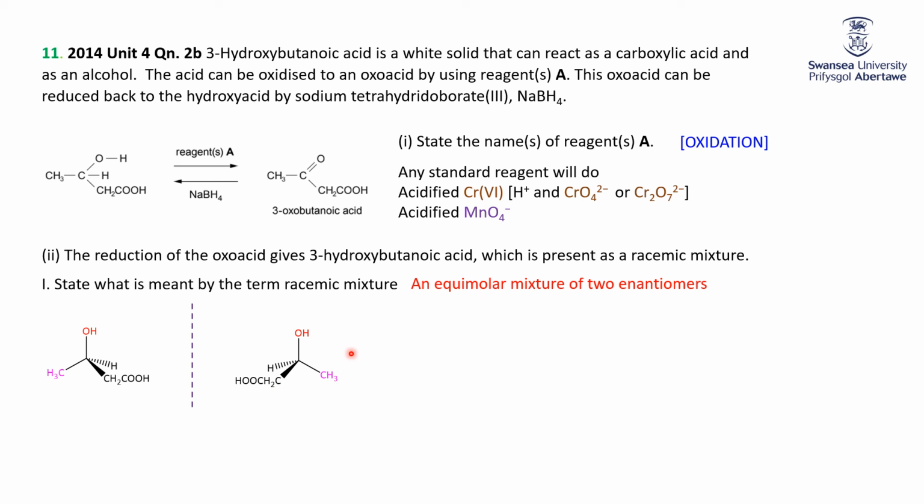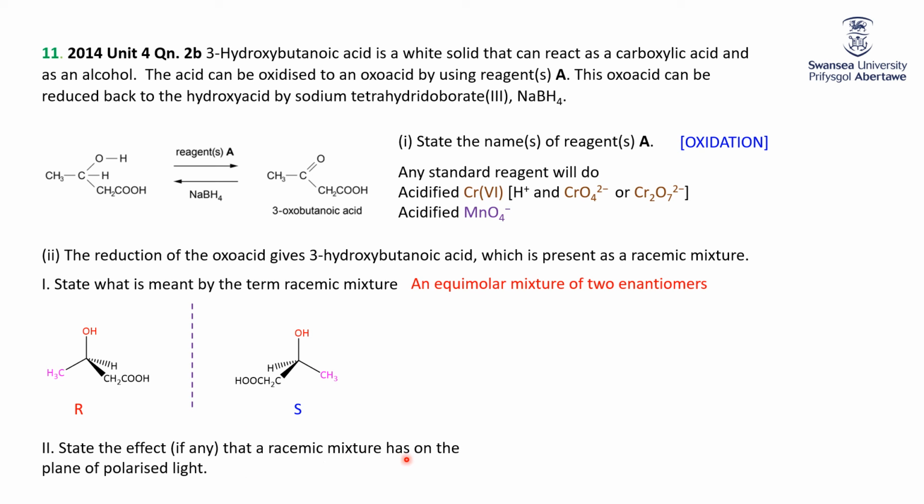Even though it's not required at A level, let's recognize which is which. Hydrogen going back, oxygen high priority, then this one that's got the CH2 going to a C as opposed to C going to 3 H's. So 1, 2, 3, we're going clockwise, so that makes this the R. And then this one here, we go 1, 2, 3, we're going anti-clockwise, so that is the S.